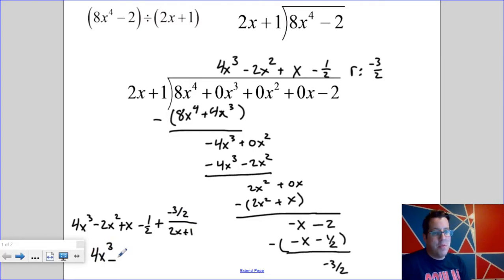4x cubed. My dog just walked into the room. She wants me to play with her bone with her. I can't, Ginny. I got to do math homework. Oh, don't give me that look. She really is. She's giving me a look.